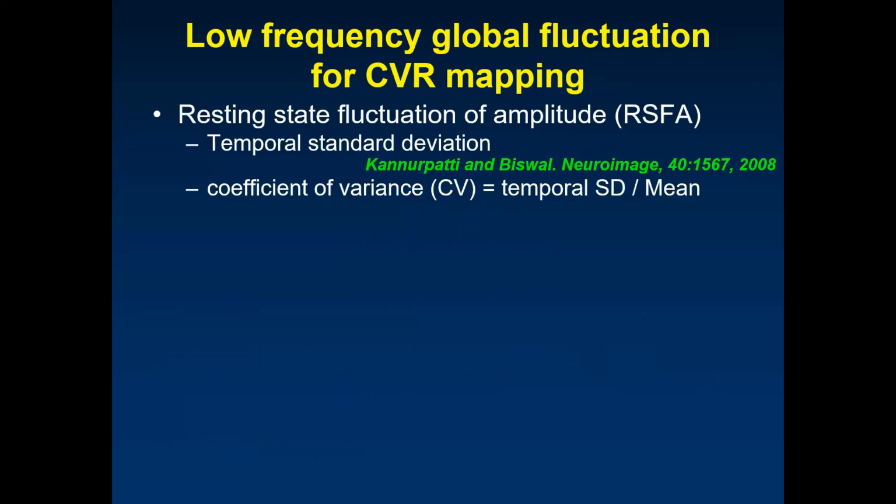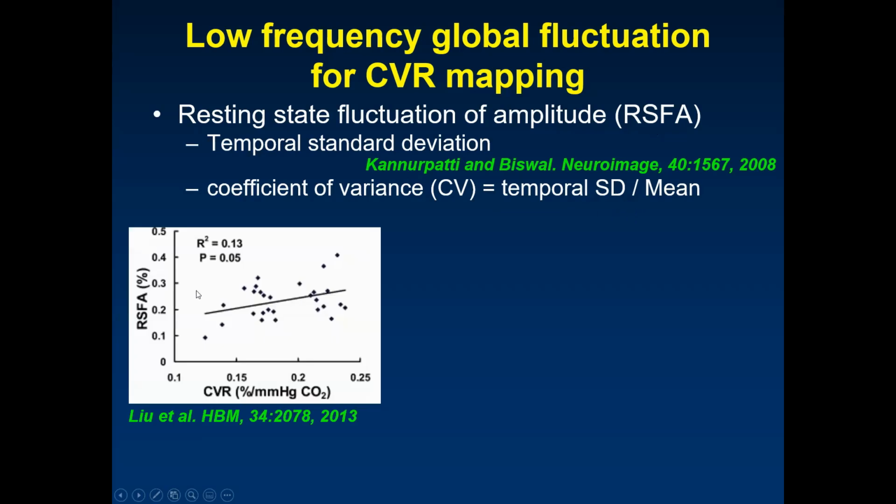One of the parameters to quantify this low frequency global signal fluctuation is the resting state fluctuation of amplitude, RSFA. It is calculated as the temporal standard deviation of the global signal time course at the low frequency range. A similar parameter is the coefficient of variance, which is the RSFA divided by the temporal mean of the global BOLD signal.